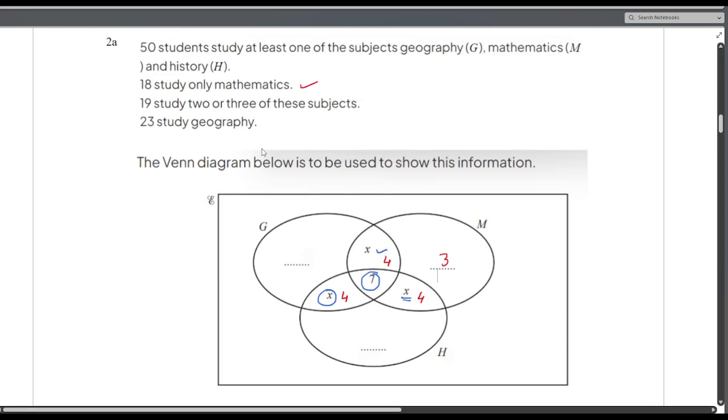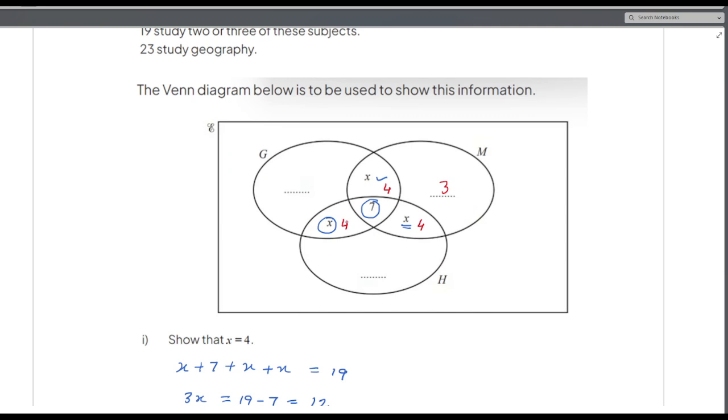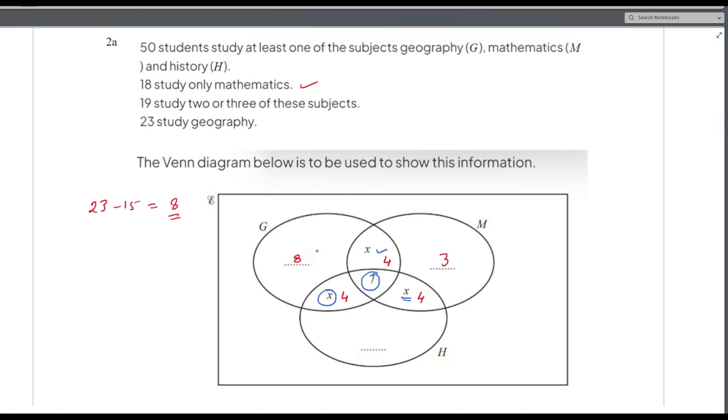Okay. Then 19 I already used, and 23 study geography. Okay. So in geography, this 4 plus 4 is 8, plus 7 is 15. So 15 already we covered. So out of 23, if I subtract 15, 23 minus 15, so 15 plus 5 is 20, plus 3, 5 plus 3 is 8. So 8 students will be here. Okay. So 23 minus 15 is 8 students.